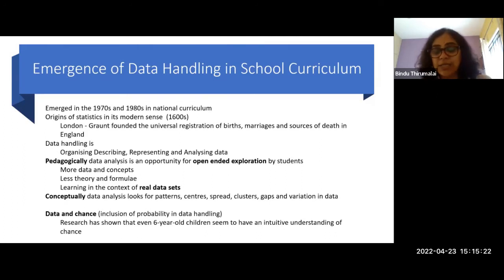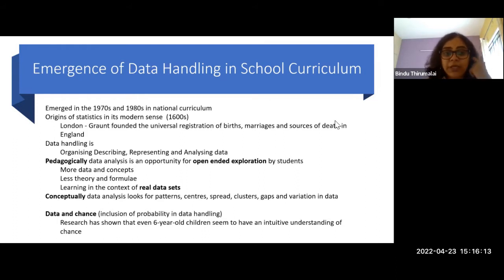Finally, data and chance. There is a lot of research going on actually about when to include probability within data handling. Of course, you have them as topics in your high school as statistics and probability. But more and more, they're wondering how to include the idea of chance in younger grades also, or younger standards of learning. In fact, some of the research is showing that even children as young as 6 years old have a kind of intuitive understanding about chance. I won't go into that detail because these are emerging areas of research and understanding with data handling.